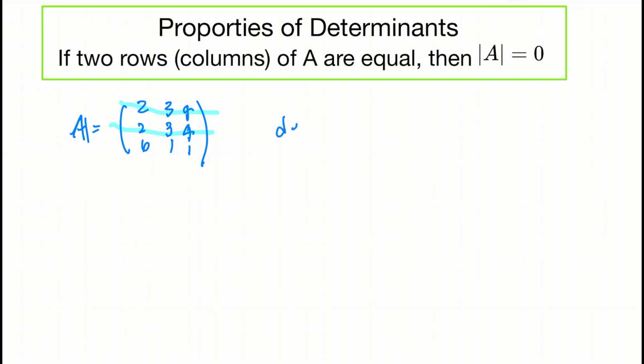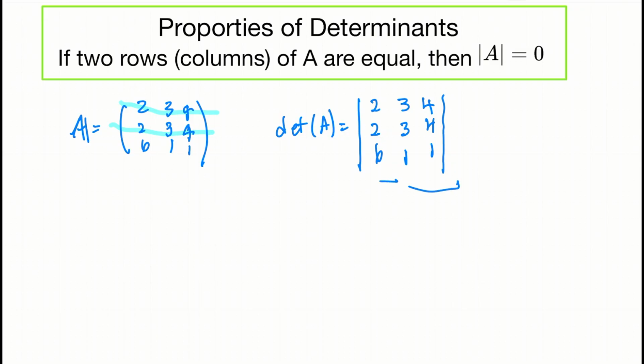So the determinant of matrix A is equal to, I'm going to write this out, 2, 2, 6, 3, 3, 1, 4, 4, 1. And then using the rule of Sarrus that we covered in a previous lecture, we take these first two columns and we move them over here. And so that's going to be 2, 3, 4, 2, 3, 4.